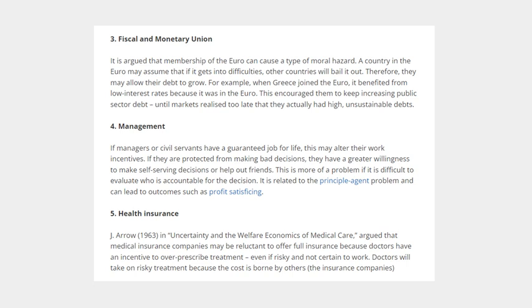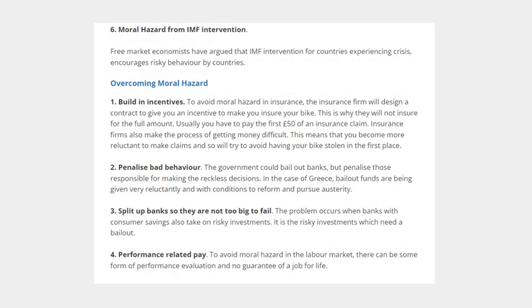5. Health insurance. J. Arrow, 1963, in Uncertainty and the Welfare Economics of Medical Care, argued that medical insurance companies may be reluctant to offer full insurance because doctors have an incentive to overprescribe treatment, even if risky and not certain to work. Doctors will take on risky treatment because the cost is borne by others, the insurance companies. 6. Moral hazard from IMF intervention. Free market economists have argued that IMF intervention for countries experiencing crisis encourages risky behavior by countries.